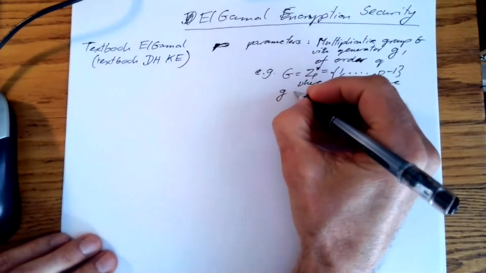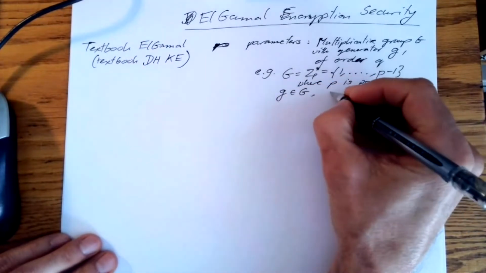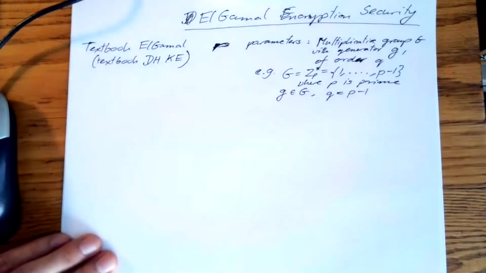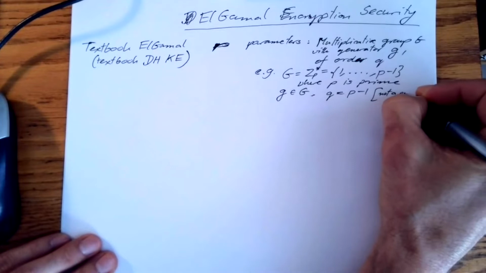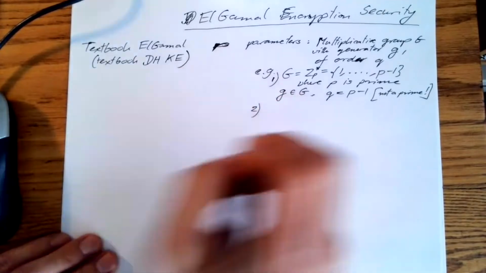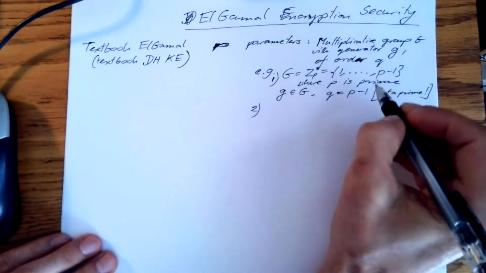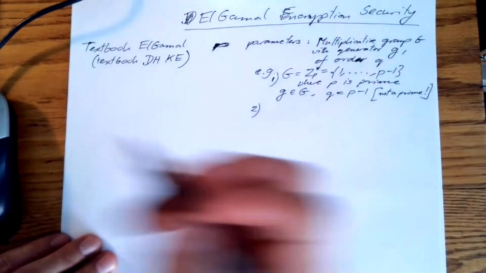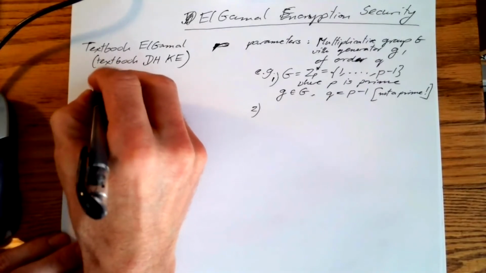And g is some element in this group. The order of the group generated by g is P minus one, so therefore not a prime. So that's one example. But this is not a great example because P is very large, and the modulus here would be very large. Therefore, look at how ElGamal key generation goes.